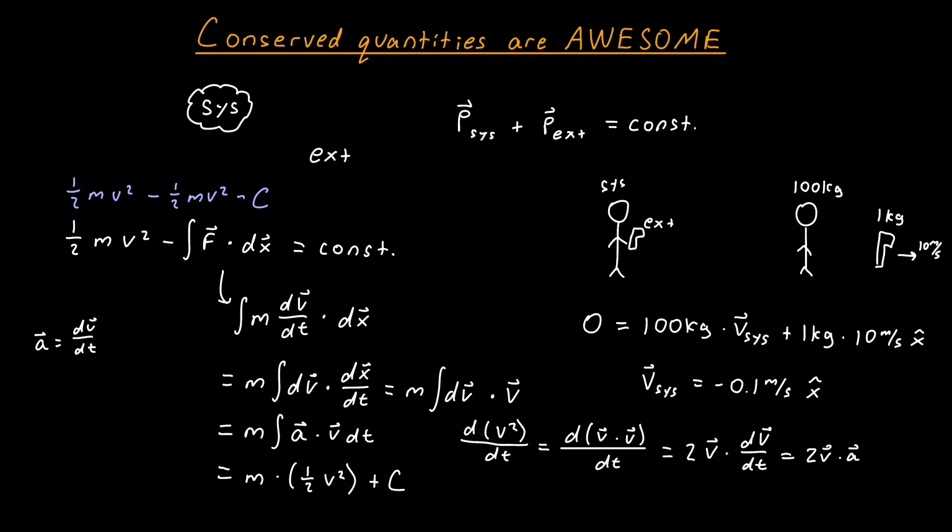And of course, the 1/2 mv squareds cancel, and so you're just left with minus c, which is, of course, constant over time. That's just some number. So in practice, what we've shown here is that I wasn't lying to you.